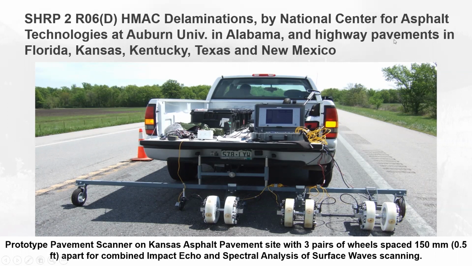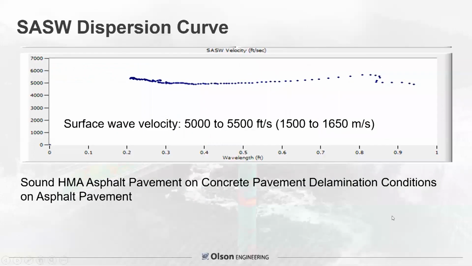We went on to test highway pavements in Florida, Kansas, Kentucky, Texas, and New Mexico, all about finding debonding between the lifts. So we built a very simple prototype frame so we could go straight only, but we set it up with the sensors lined up to do an impact echo and surface wave test 6 inches apart, here and here, another set of wheels 6 inches apart, and another set here.